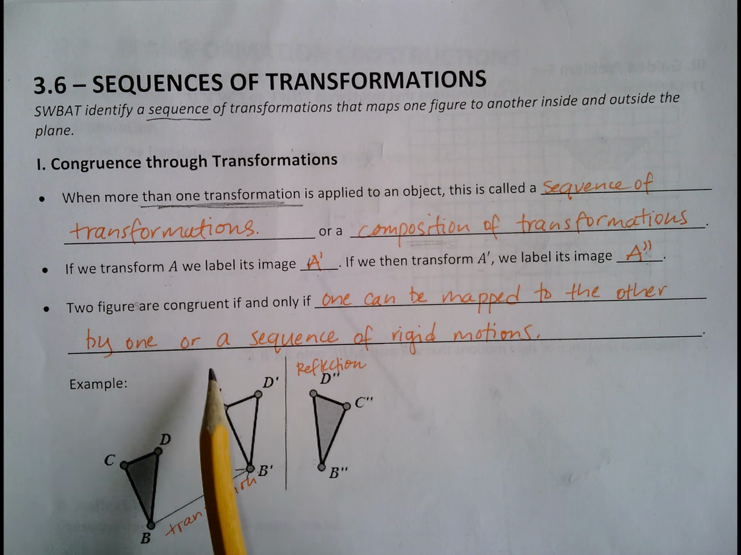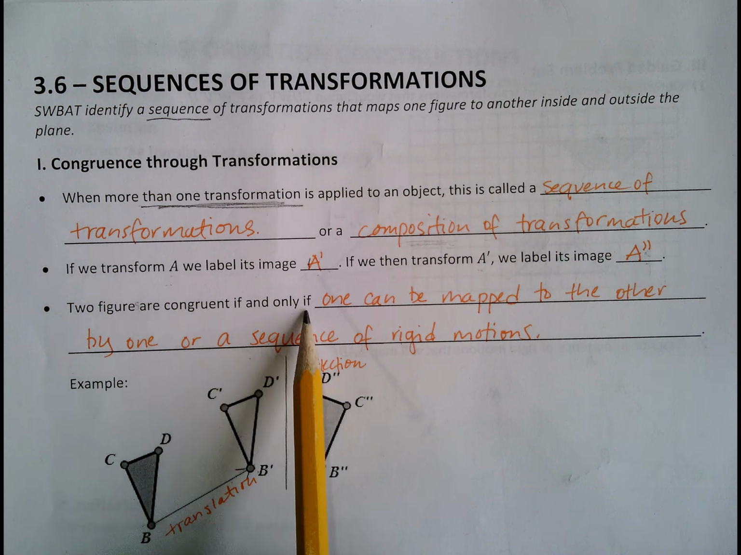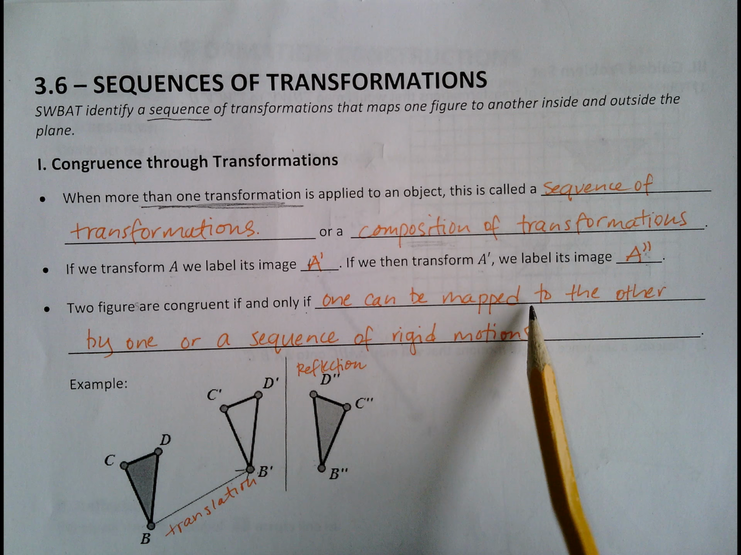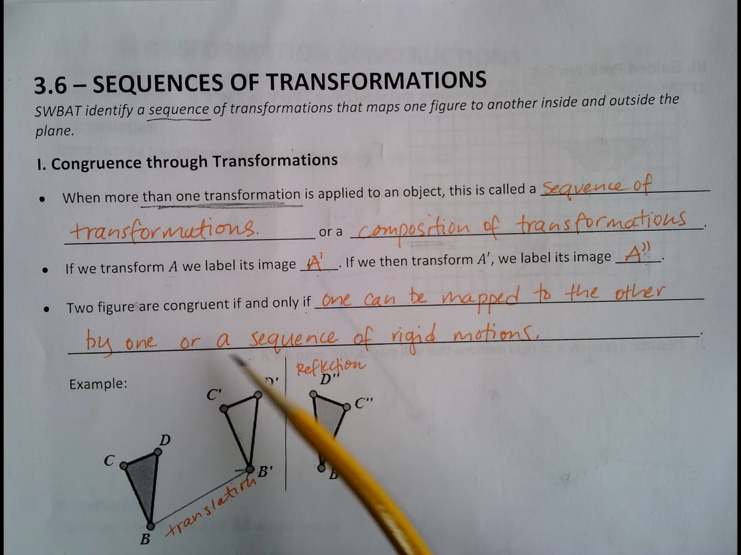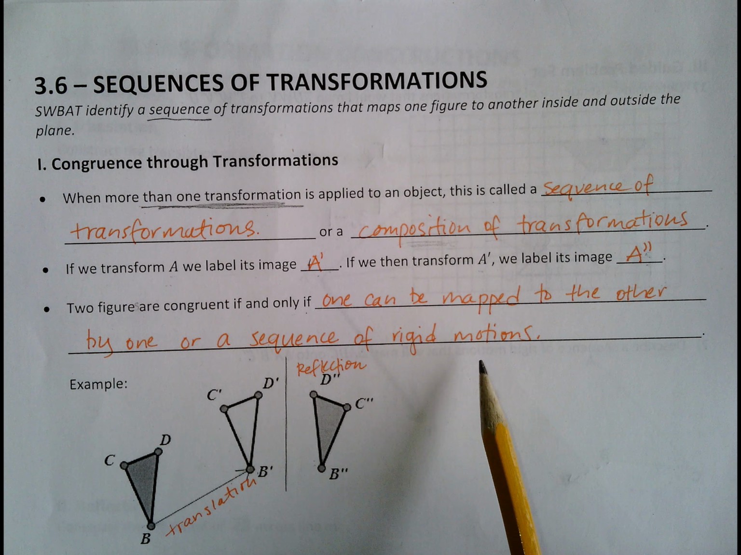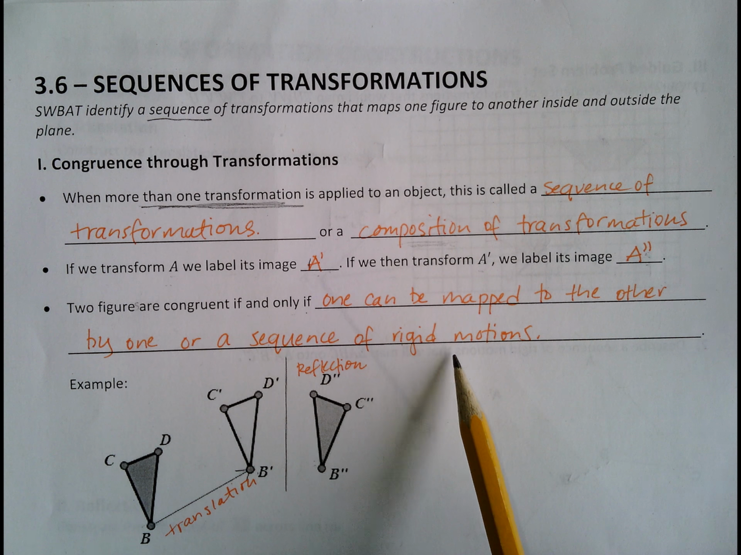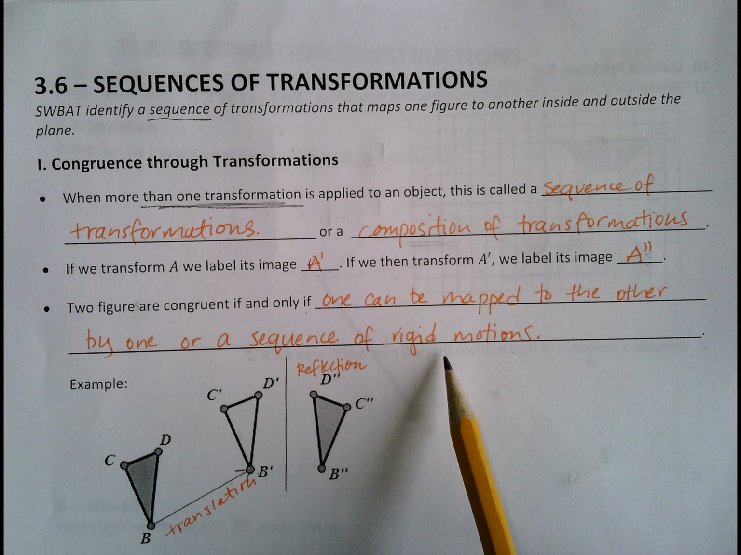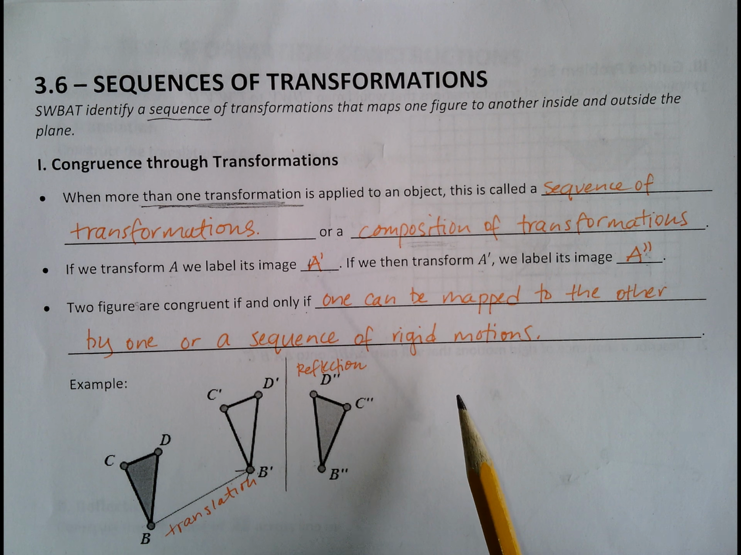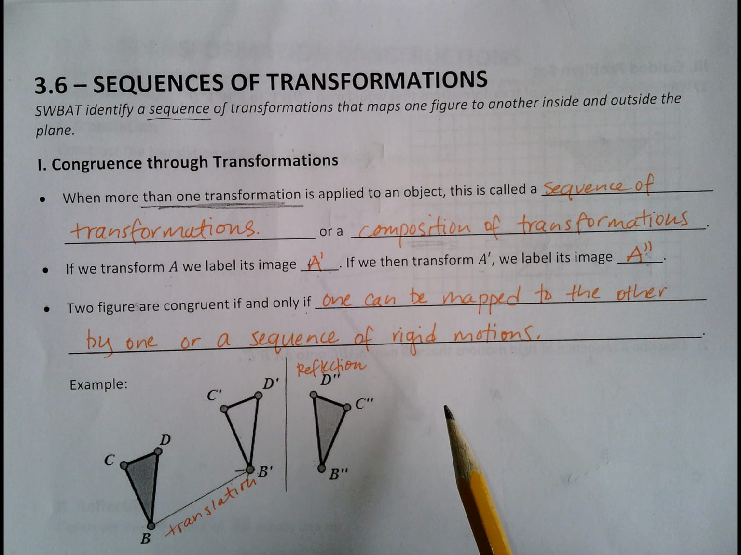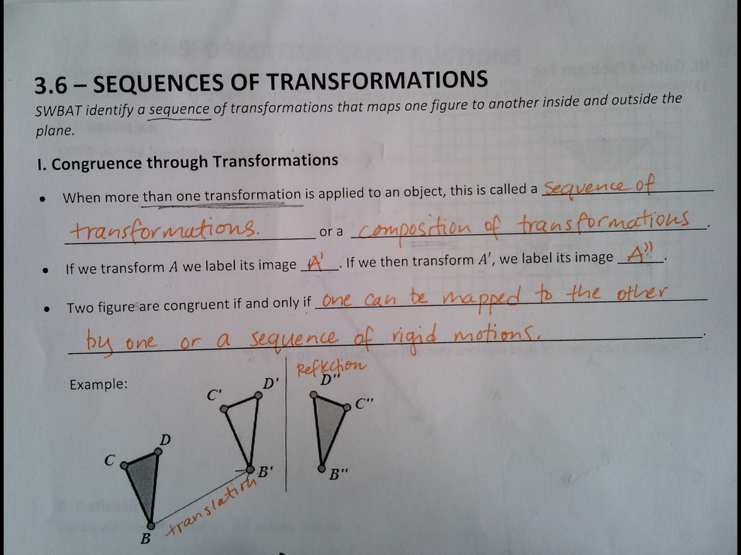Two figures are congruent if and only if one can be mapped to the other by one or a sequence of rigid motions. And if that's not the case, like in the case of a dilation, a pre-image and its image, once dilated, will never map to each other because one is going to be bigger than the other, so they're not going to overlap, okay? So with rigid motions, they should always be able to be mapped using one or a sequence of transformations.